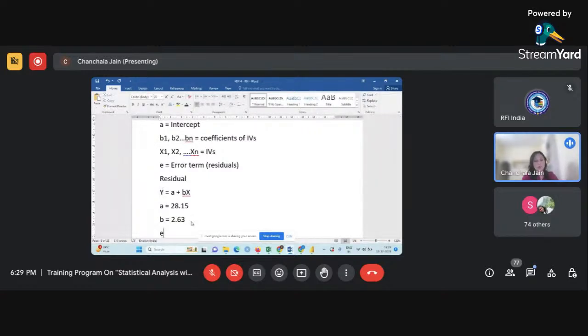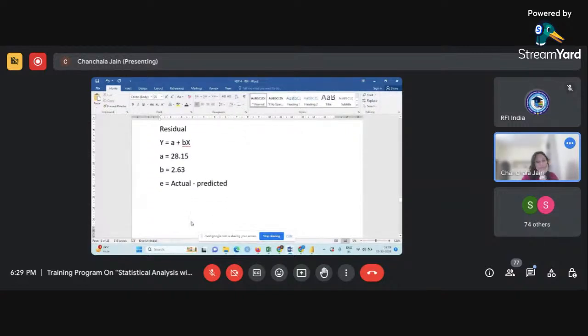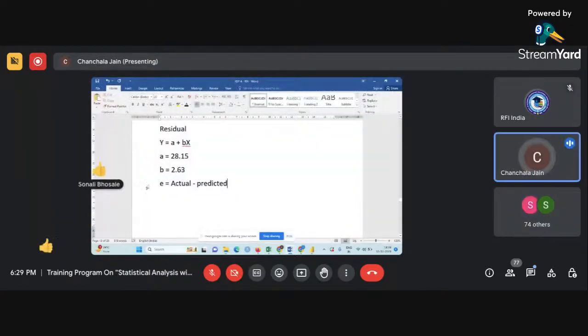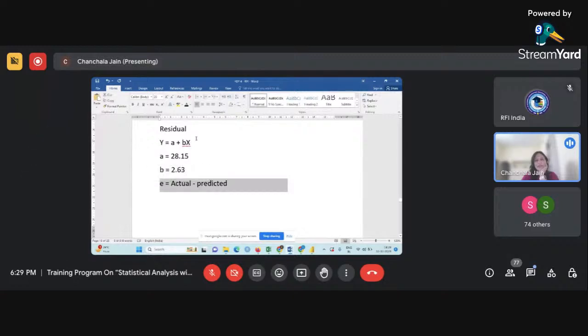Can you explain that error term again? The difference of actual and predicted is known as the error term. Clear to all? Yes, ma'am. So this is known as the error term. That is why we are adding it here. The sign can be anything. It can be plus also, it can be minus also. So that way we are completing our regression line, right?